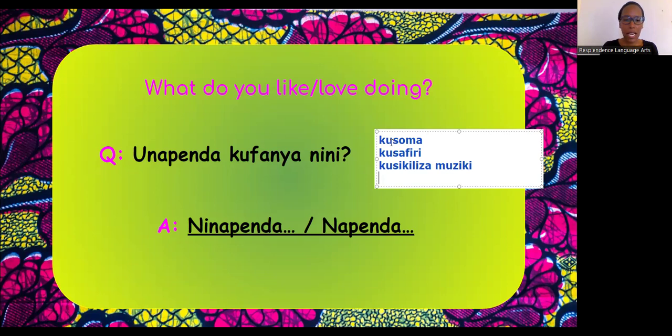What about if you love singing, kuimba, we did mention that. If you like singing and listening to music, how would you say that in Kiswahili? Remember our very tiny word here, and, yes. So you would say, if you love singing and listening to music, you would say, ninapenda kuimba na kusikiliza muziki. Say how easy it is.